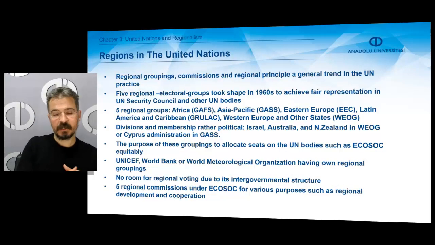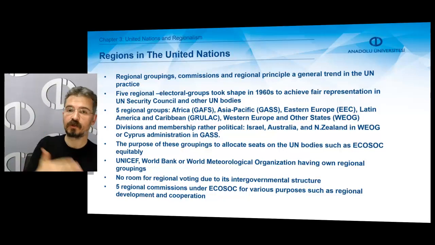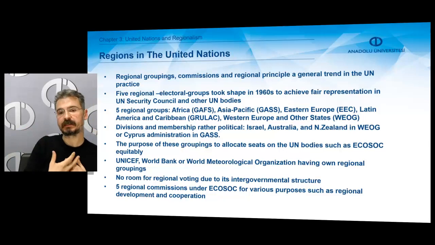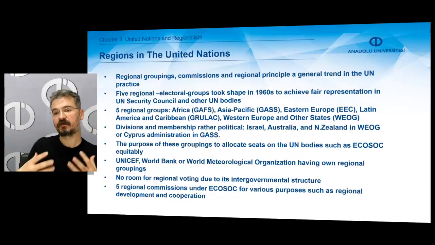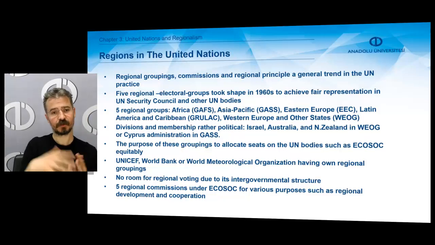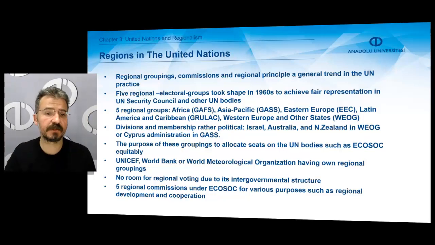The second topic refers to the regions in the United Nations. There are regional groupings, regional commissions, and regional principles. They reflect a general trend within UN practice. There are 5 regional organizations, in other words electoral groups, which took shape in the 60s to achieve fair representation of member states in the UN Security Council and in other UN bodies.